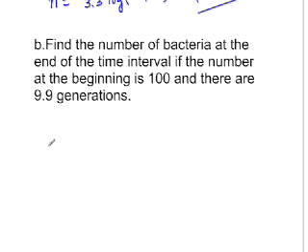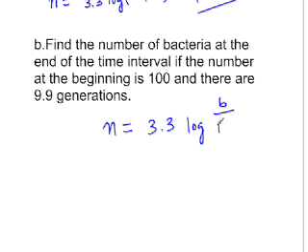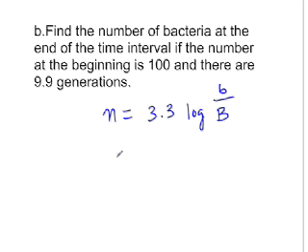Part B, find the number of bacteria at the end of the time interval if the number at the beginning is 100 and there are 9.9 generations. So again, we'll start with n equals 3.3 times the log of lowercase b over capital B. And again, we'll substitute in the values that we know.